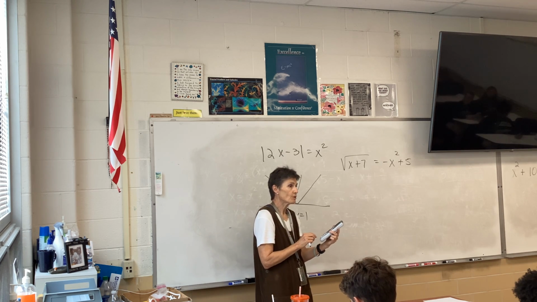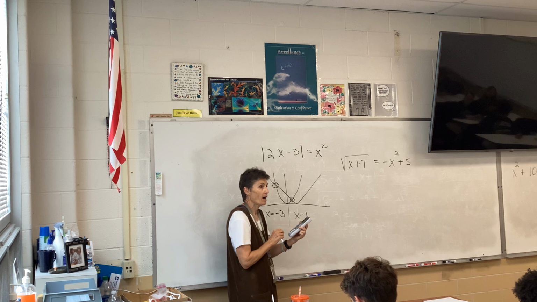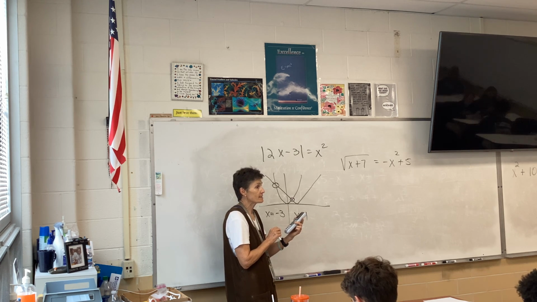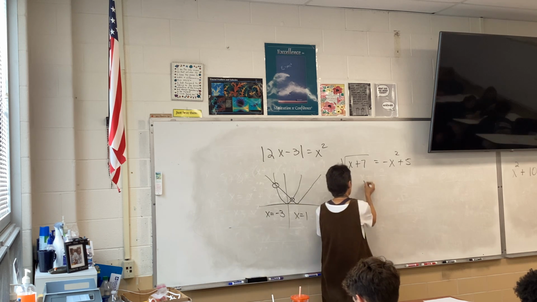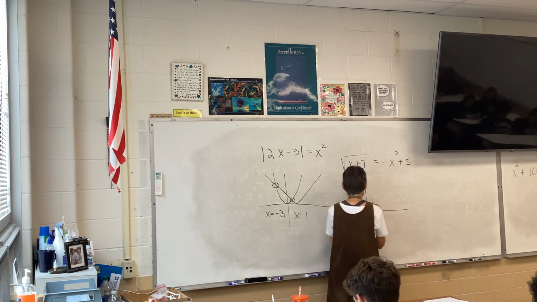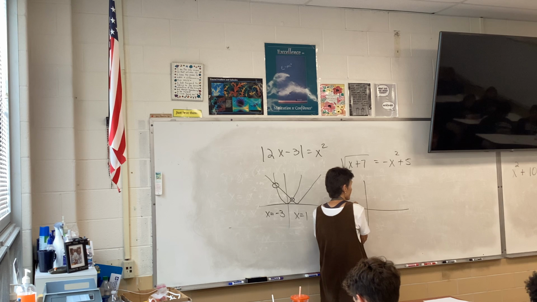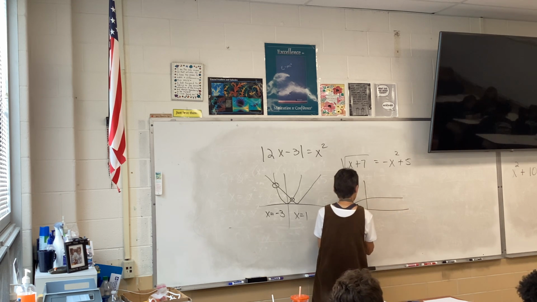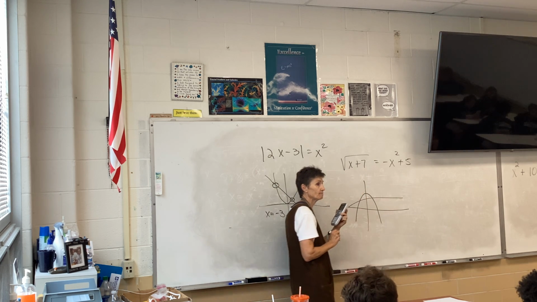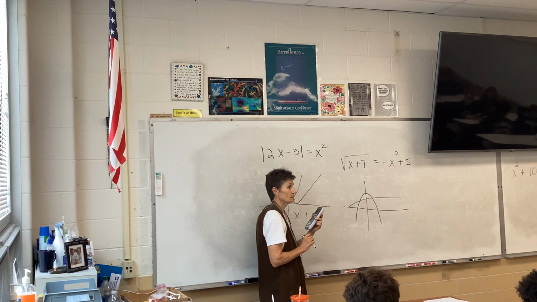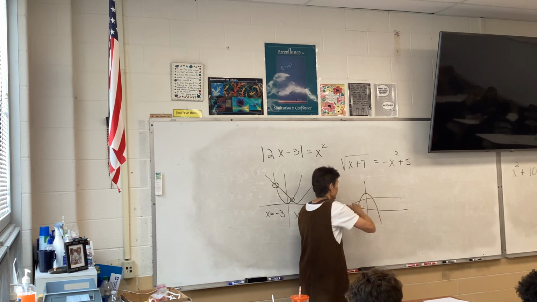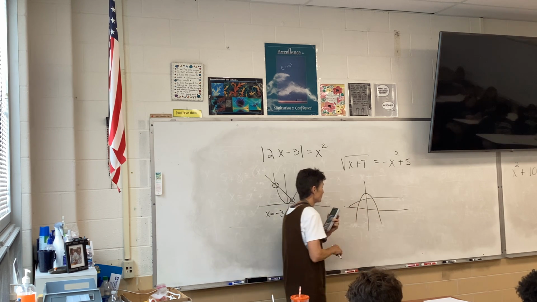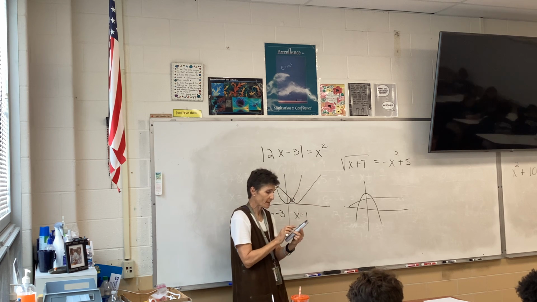Your picture is absolutely fine as long as you can see the points of intersection. Can you see them? If you want to adjust your window, I didn't make any changes. I left mine the way it was in the last problem. That I can see everything I need to see. Do you see something that looks like this? This is your square root curve, and this is your negative x squared curve. All right, find those points of intersection.